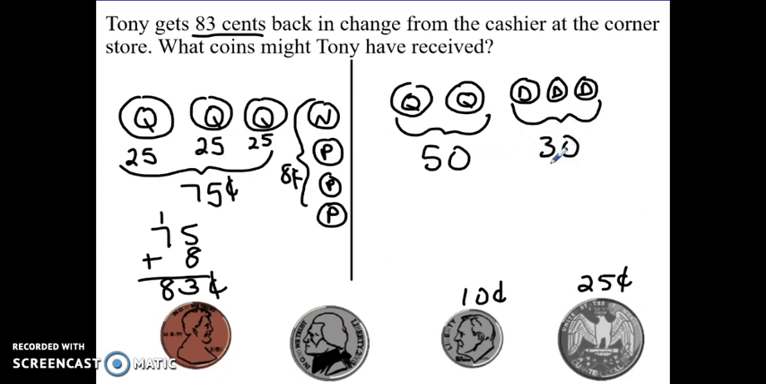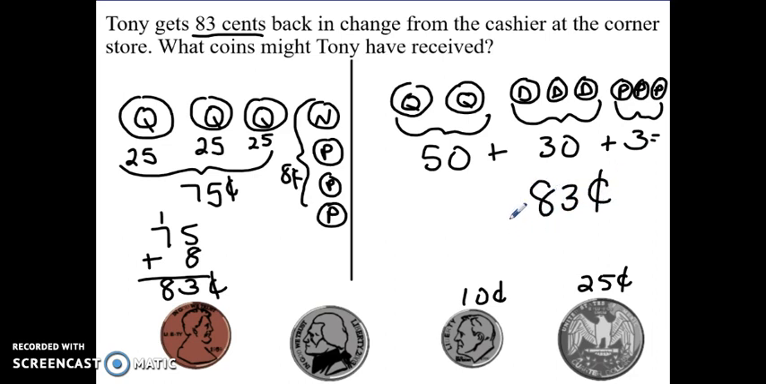So together that's 80, and then I would need 3 more cents, so I would need to use my penny to show 3 more cents. It's 1, 2, 3. And now, if I add my 50 plus my 30, that gives me 80, plus 3, which would give me my 83 cents. So another combination could be 2 quarters, 3 dimes, and 3 pennies.